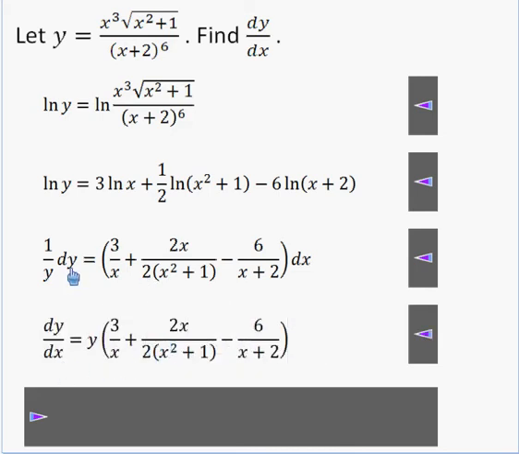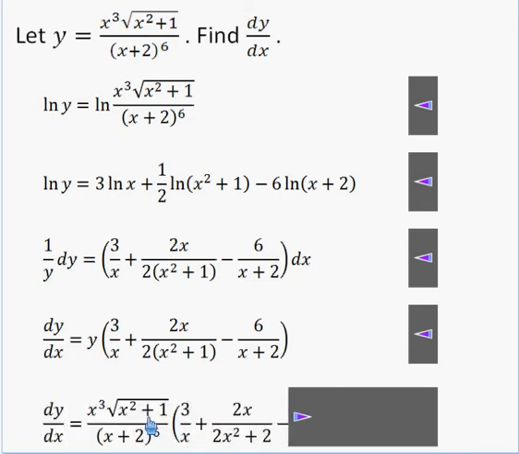Now we're going to solve for dy dx. So I divided both sides by dx and multiplied both sides by y. We can clean this up a little bit by, first of all, plugging y back in for y, and then we can reduce a 2 here, which will make things more simplified. So I plugged y back in, and actually I multiplied this 2 out instead of reducing. Reducing actually would have been better.